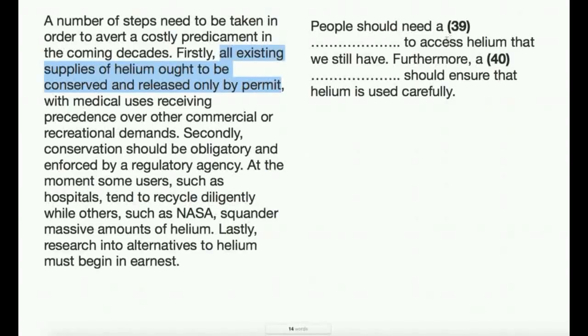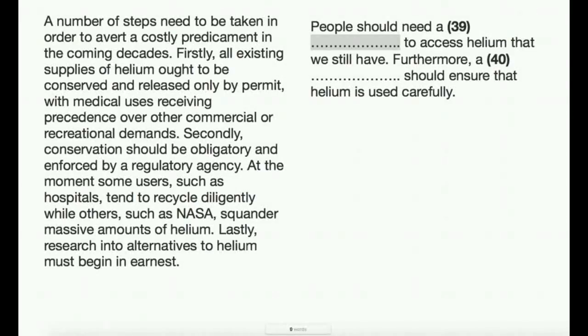So getting hold of something is the same as to access something here. So what is needed to access helium? Well, here it's saying to release it is by permit. So it looks quite possible that permit might be the word to go in here.